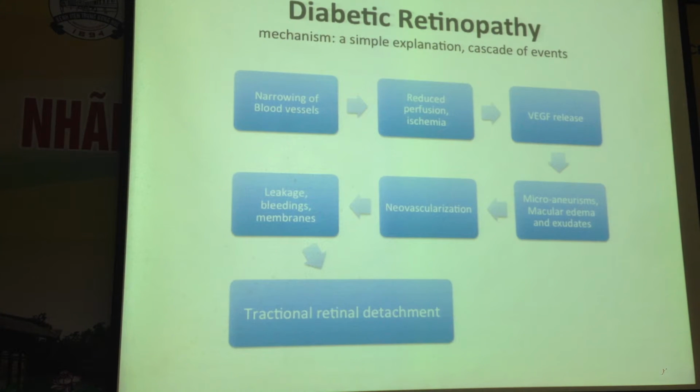This is the cascade, the mechanism of events. First, diabetes affects the blood vessels, narrowing them, reducing the perfusion, leading to ischemia. Ischemia triggers a VEGF release, which in turn stimulates the growth of microaneurysms. That leads to neovascularization, hemorrhages, formation of membranes, and then the end stage, tractional retinal detachment.